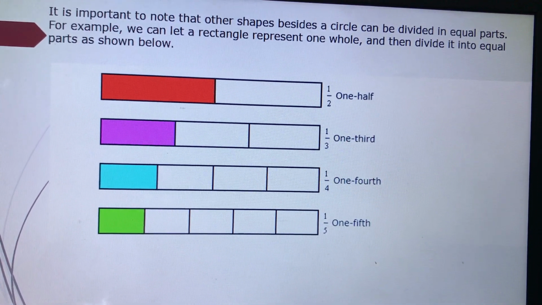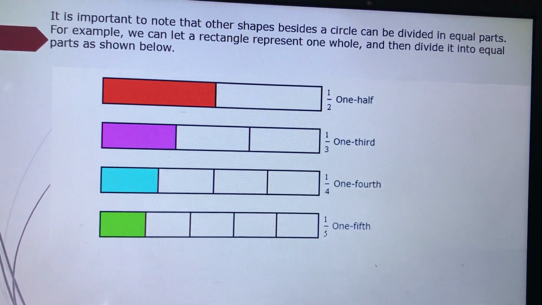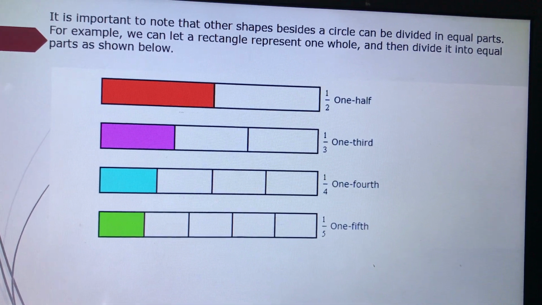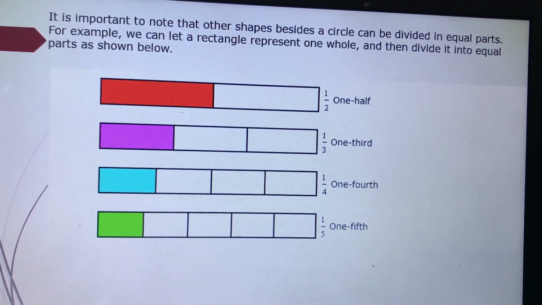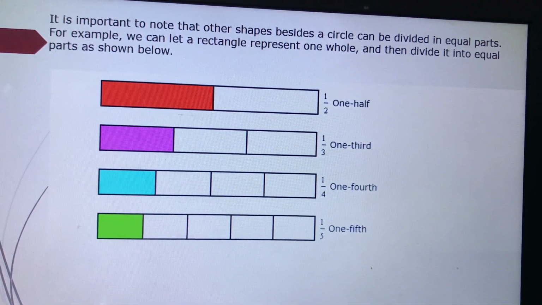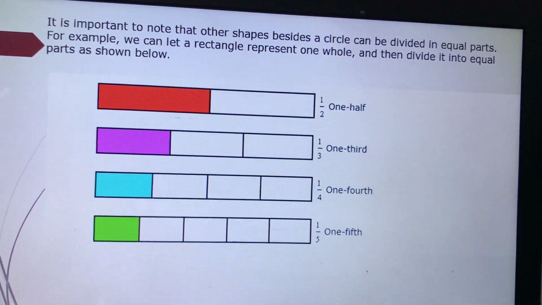In the third figure we have 4 equal parts and one part is shaded, so it will be 1/4. Similarly, in the last figure it will be 1/5 because the denominator is 5 and the numerator is 1.